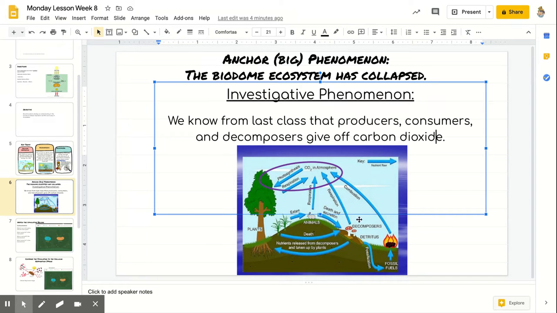So now that we know this, we need to figure out what caused our big question for this chapter. Our investigation question for the chapter is: what caused the carbon dioxide to decrease in our ecosystem? And we've been trying to figure out what exactly gives off carbon dioxide to help us answer this investigation question of why did the carbon dioxide decrease in the ecosystem?